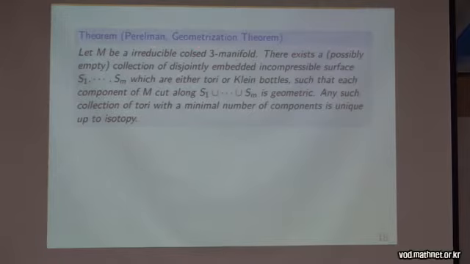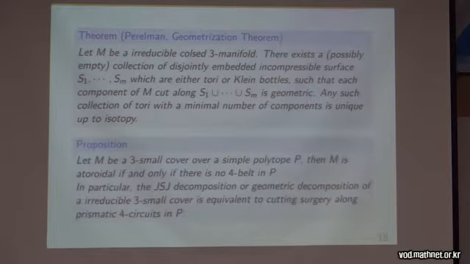And more generally, there is a geometrical decomposition. For irreducible, it may not be oriented. A closed manifold can be split into geometric pieces glued along tori or Klein bottles. So in small covers, we can prove this.